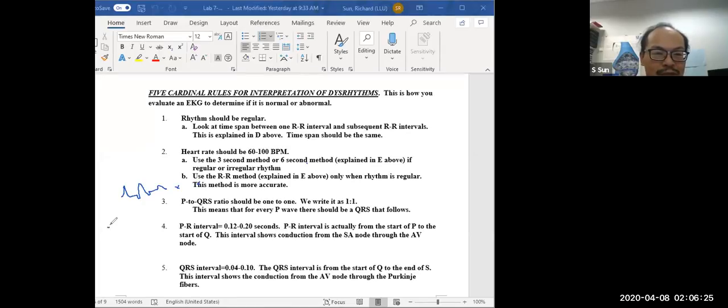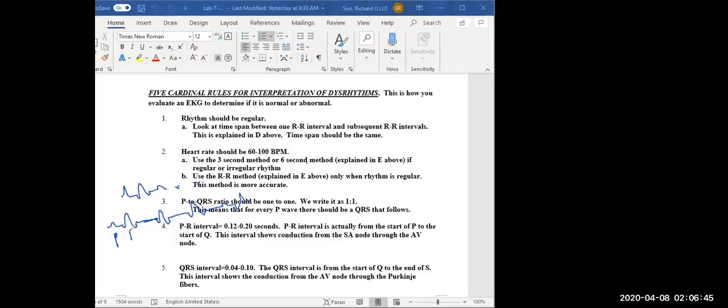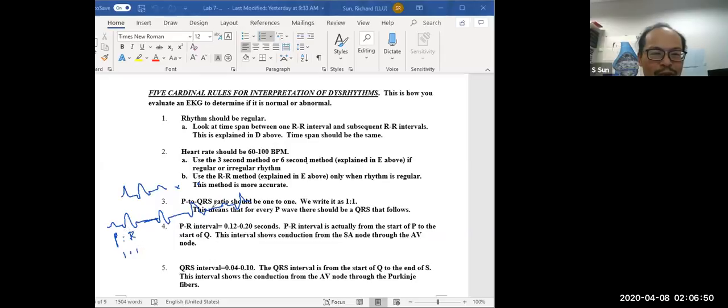But if you see P, QRS, and then there is no P, then another QRS, and then another QRS, and then you have P, QRS, that is not a 1-to-1 ratio, because here you have QRS, no P. If you see that, that means your SA node to your AV node is not connected. You don't have the P, you only have the QRS. You don't have the atrial contraction. So this will mean a cardiac block. So you need to have PQRS 1-to-1: 1 P, 1 QRS, 1 P, 1 QRS.